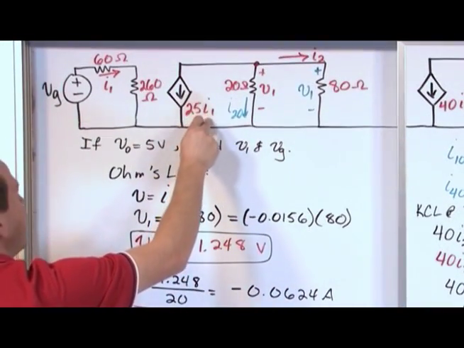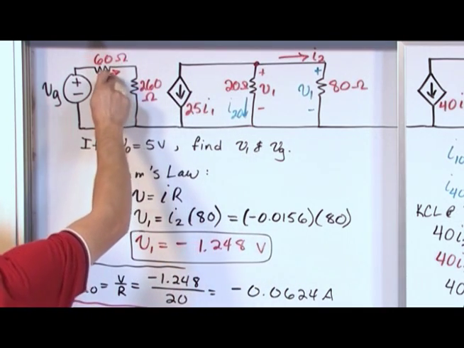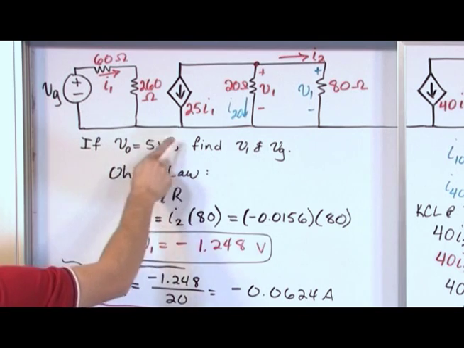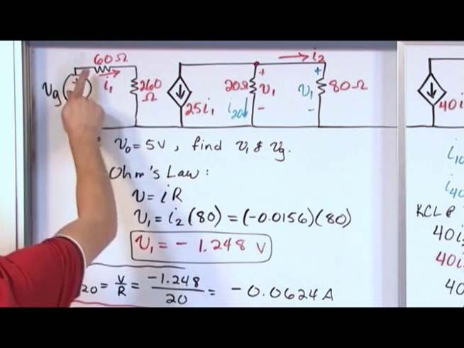Now, what does that let me do? Now I know what I sub 1 is. I know what this value of this current is. And it's very simple now to calculate the source voltage once I know what this current is.